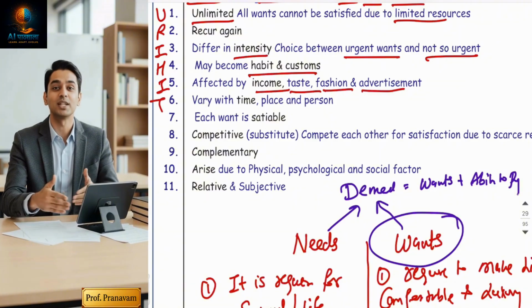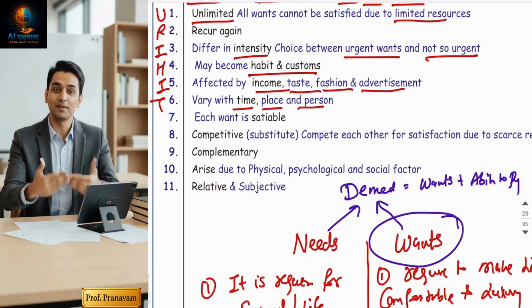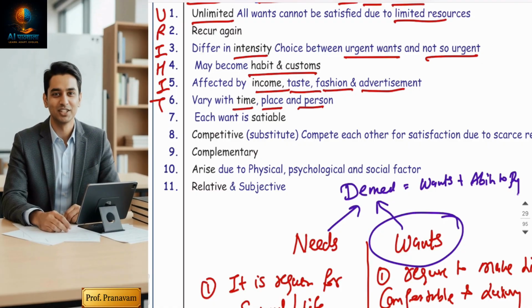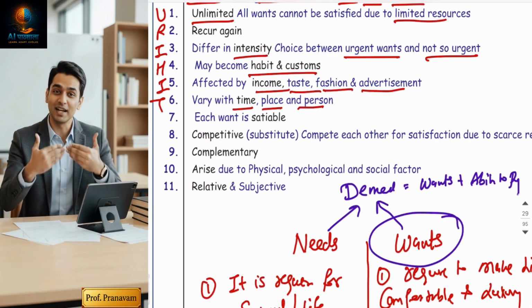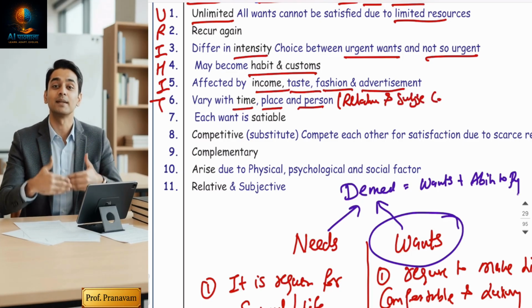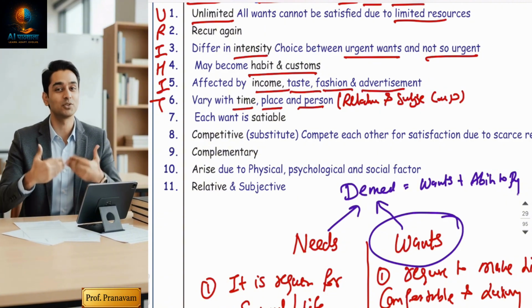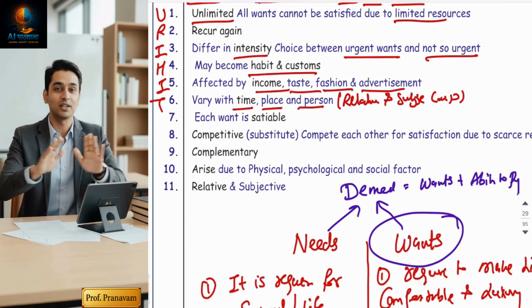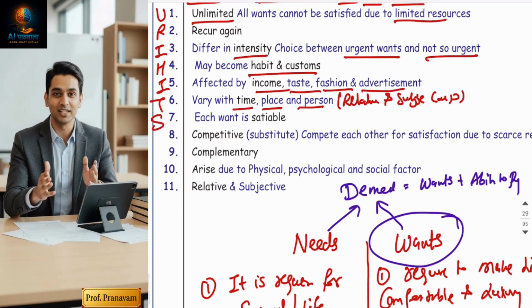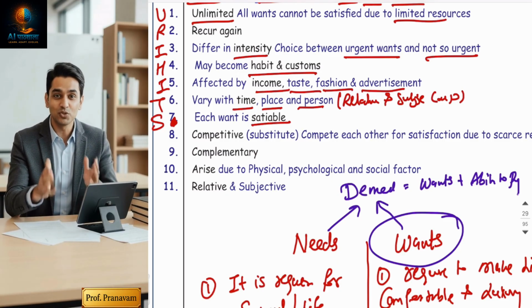Then T: wants vary from time, place, and person. Of course, your wants are different, my wants are different. Wants may change from one time to another, as the season changes, wants change. If you move from one place to another, your wants will change. It means wants are a relative and subjective concept. Am I correct? It varies from person to person, time to time, place to place, situation to situation. Yes. Hit, scar. S: each want is satiable. Friends, you can say this is an assumption, that whatever wants you have, those wants are able to get satisfied. Each want is satiable.